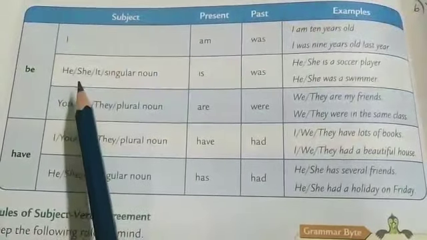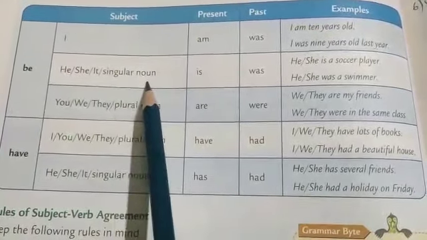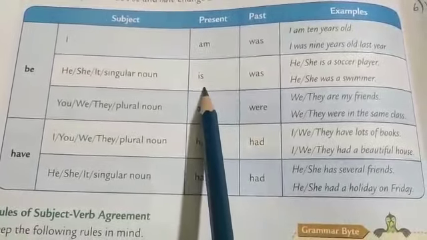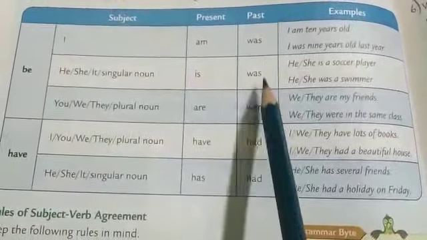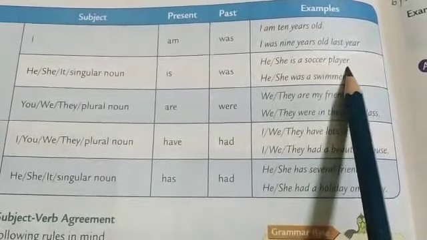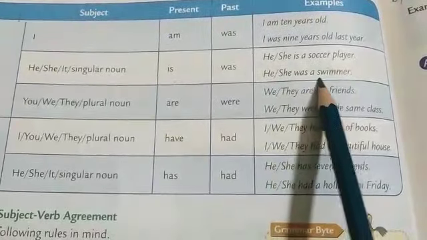With the subject he, she, it and a singular noun, be will take the form is in the present and was in the past. Like, he, she is a soccer player. He, she was a swimmer.